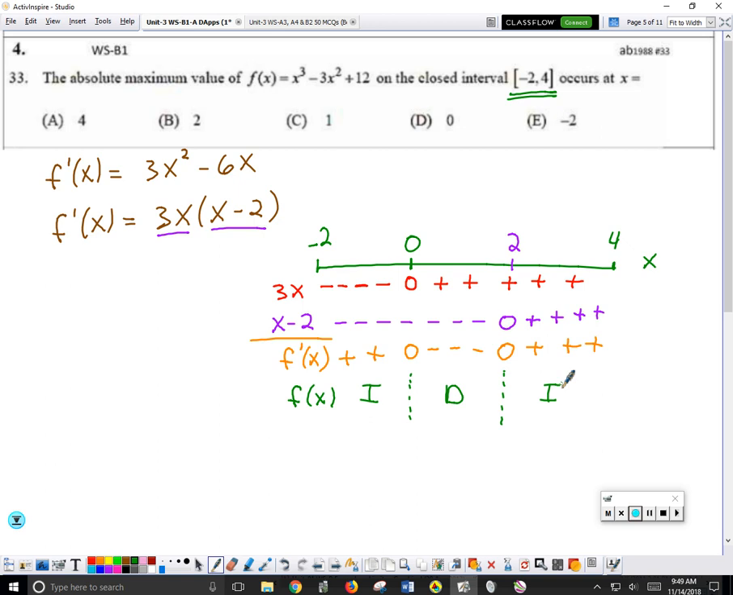Questions? Well, they're both y values, right? These are the y values of f prime. They're positive, negative, 0. This is describing what the y values of f do. They go up, they go down.